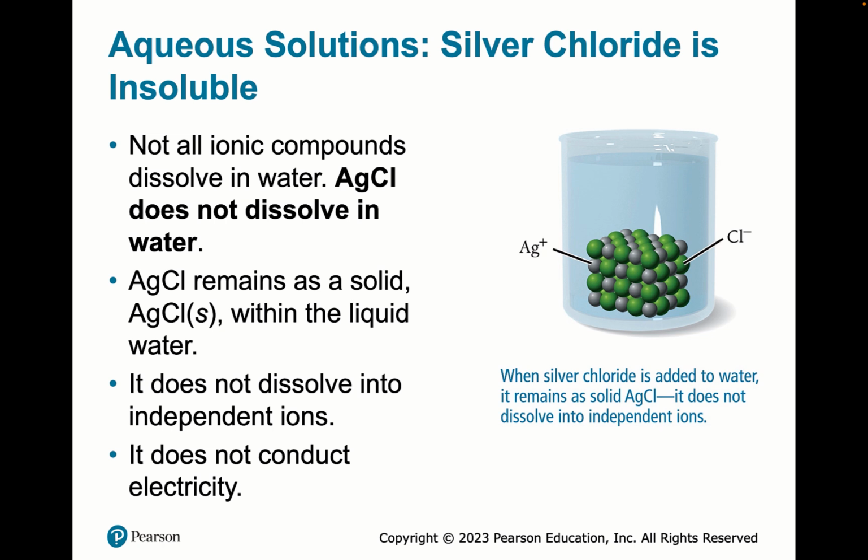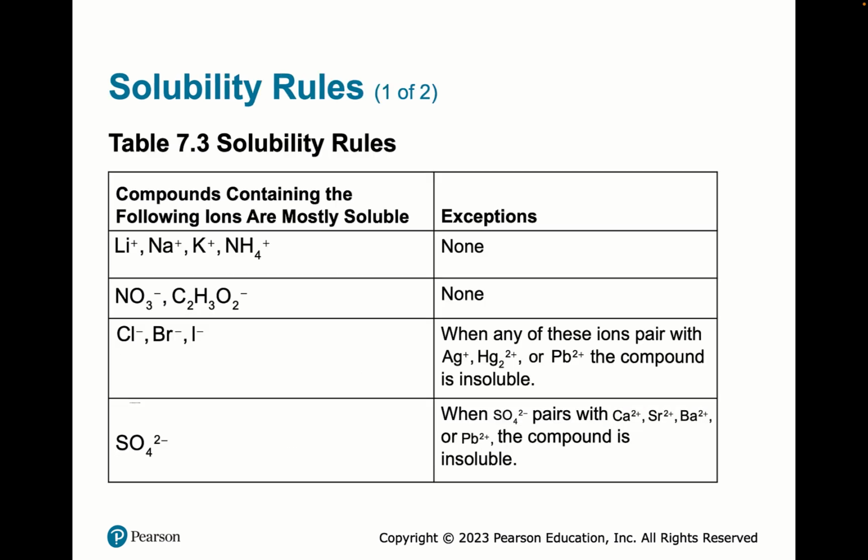But the compound silver chloride itself will not conduct electricity, at least in a water solution. If you heat silver chloride up high enough, you can get it to conduct electricity, but it's going to be like 1,000 degrees Celsius or more before it'll conduct electricity.